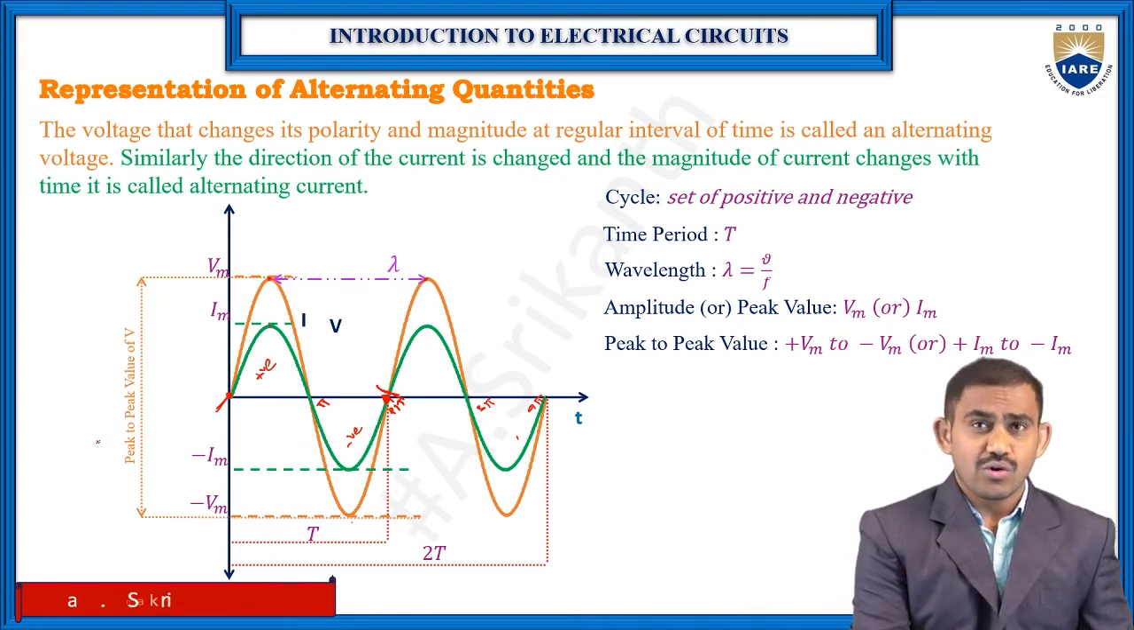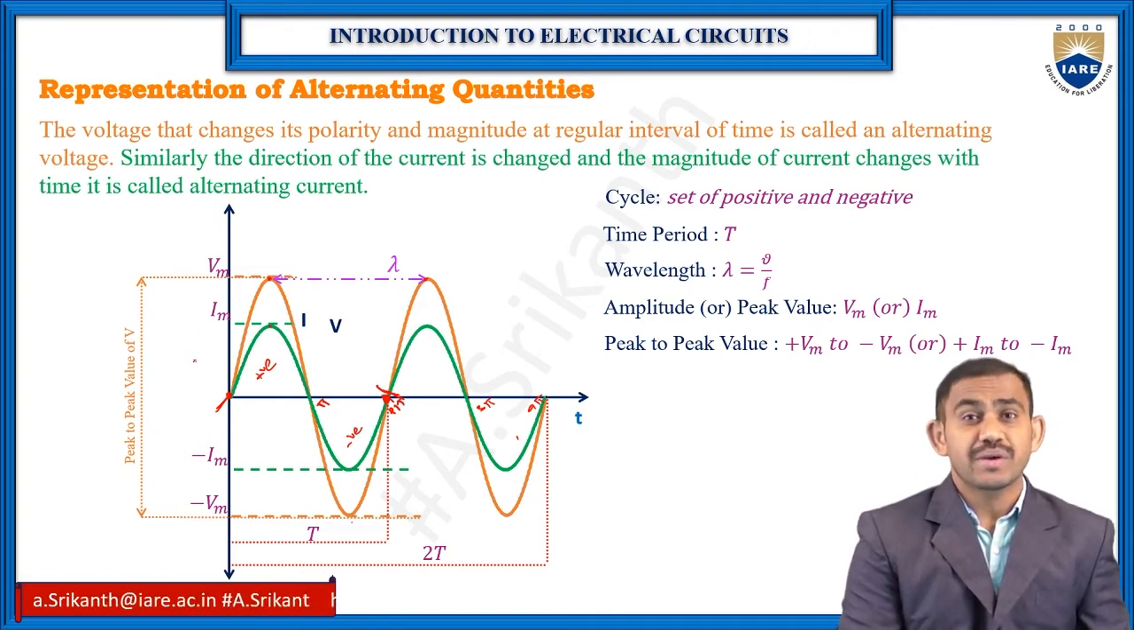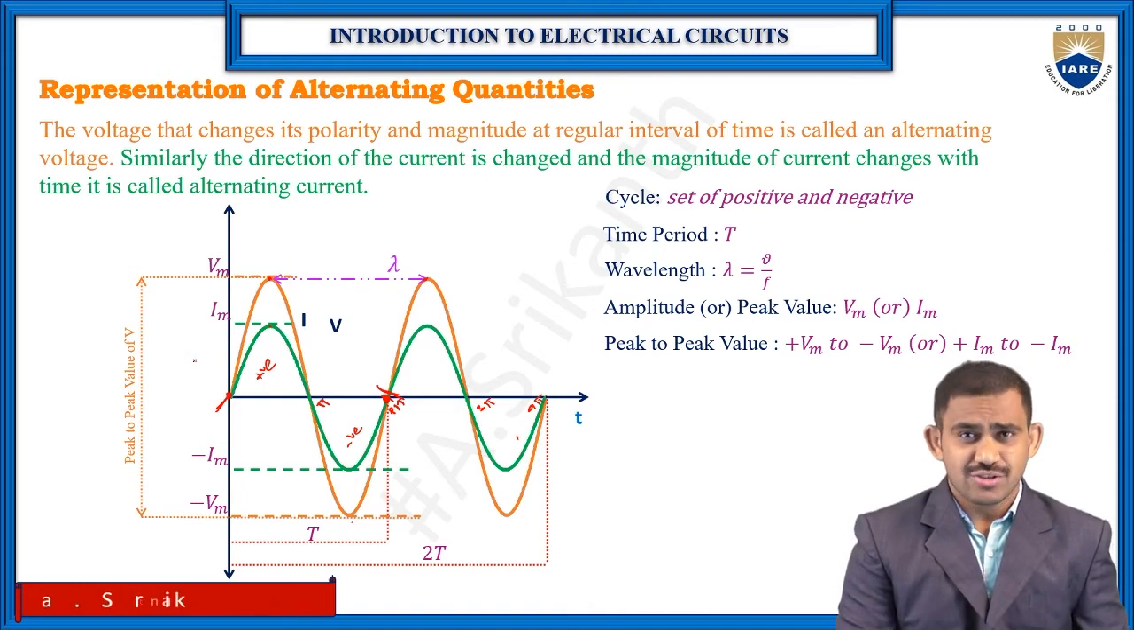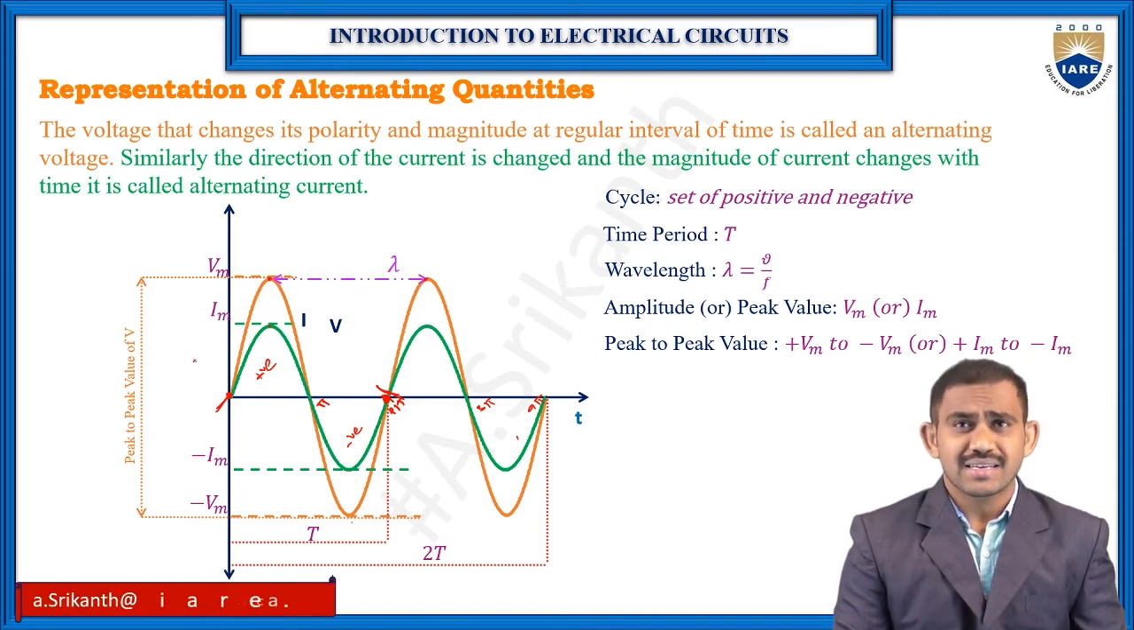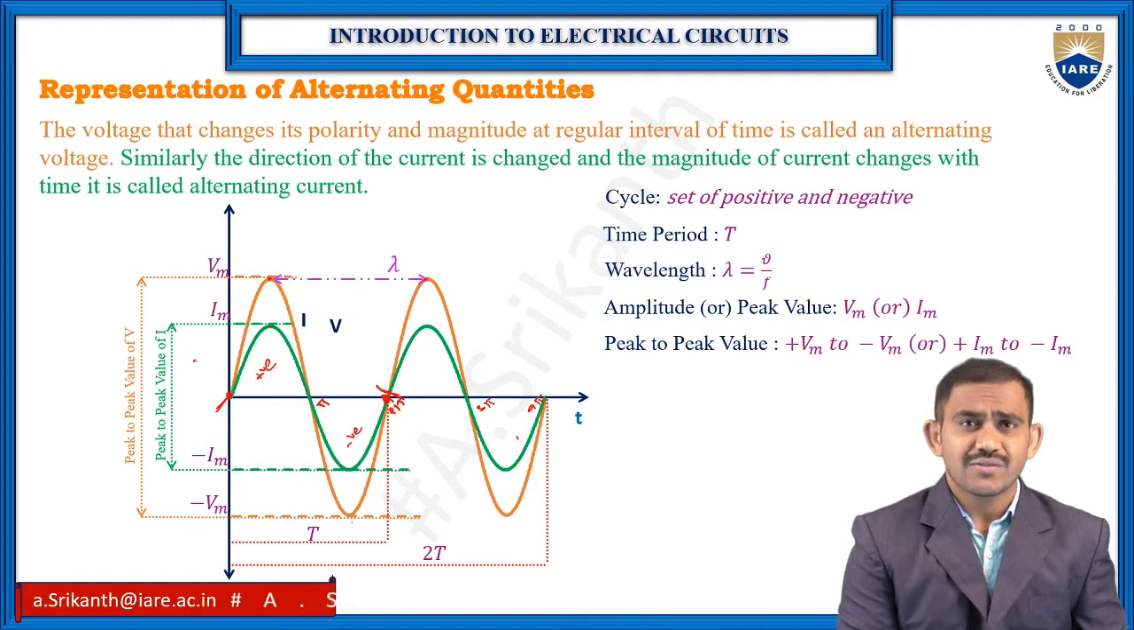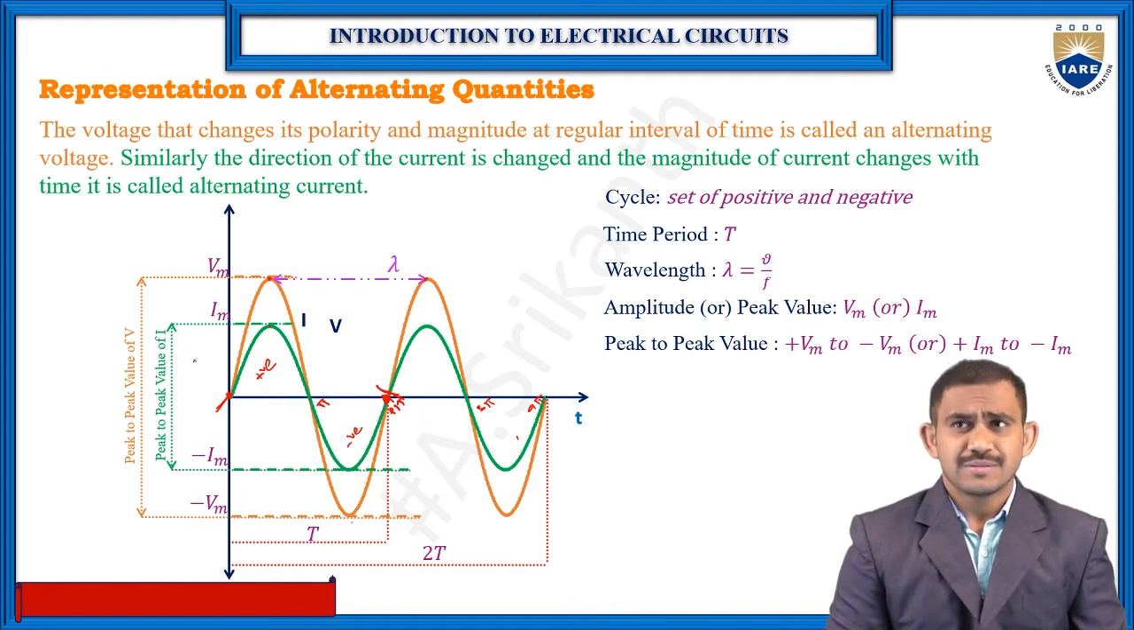So for voltage we have the positive peak and this is the negative peak. The total peak to peak value is from the positive peak to the negative peak. It is the same for current also: the positive peak current value to the negative peak current value.